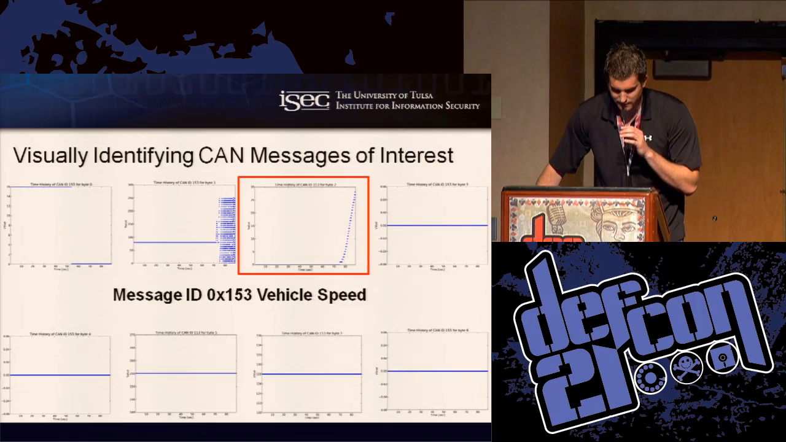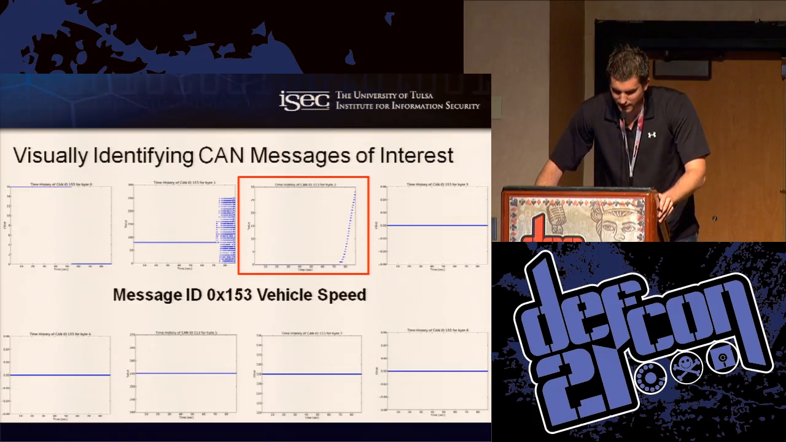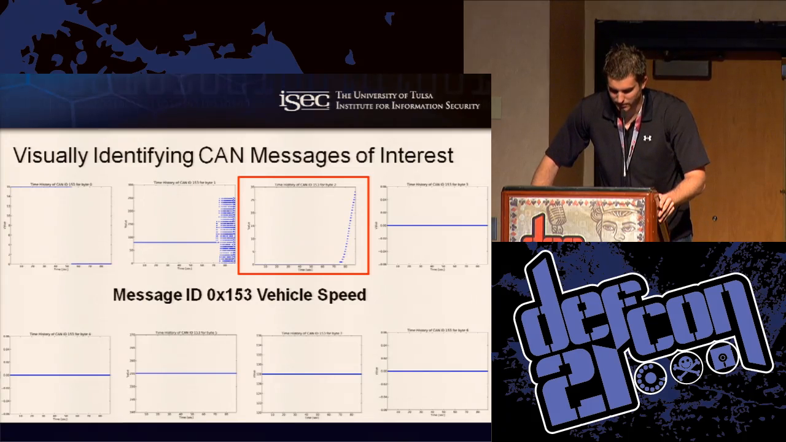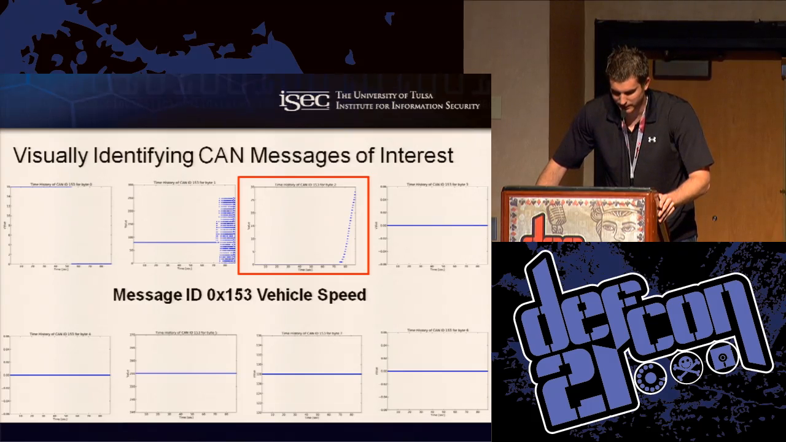So back to the method of visually identifying CAN messages of interest based on plotting the data on a graph. If we're interested in vehicle speed, we started to play with suspect message IDs, and then for each byte offset in the payload, we would plot the data until we saw something that was indicative of vehicle speed, such as the third one right here.